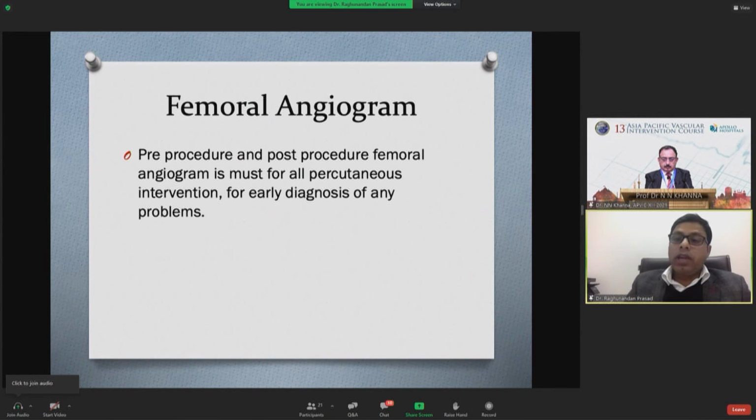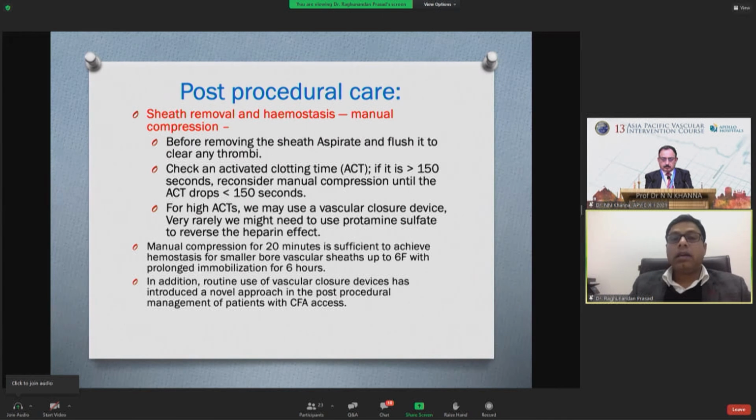After securing vascular access, it is a must to obtain a pre-procedure and post-procedure femoral angiogram, because it will help us detect any complication early, and we can treat the complication. Then the next part is the post-procedure care.